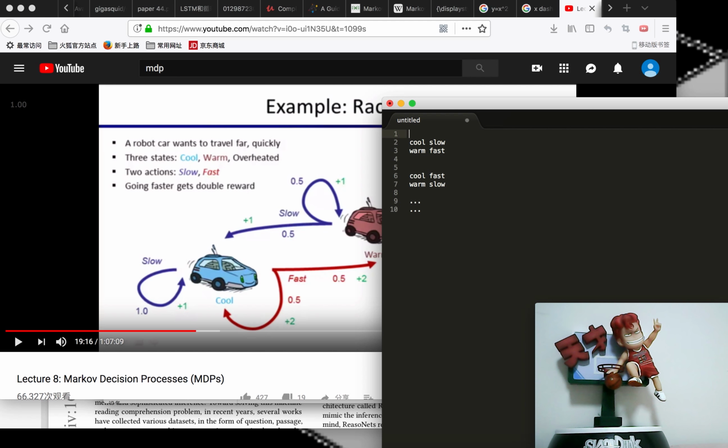So let's say this is policy 1. Whenever we're in the cool state, we drive slow. Whenever we're in the warm state, we drive fast. And policy 2 here: whenever we're in the cool state, we drive fast, and whenever we're in the warm state, we drive slow. And there could be policy 3, policy n, right?